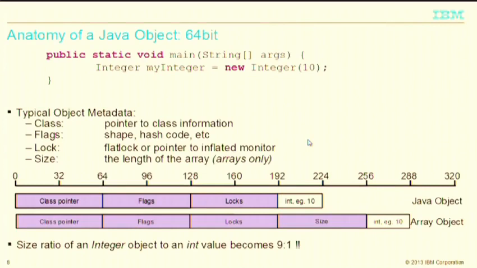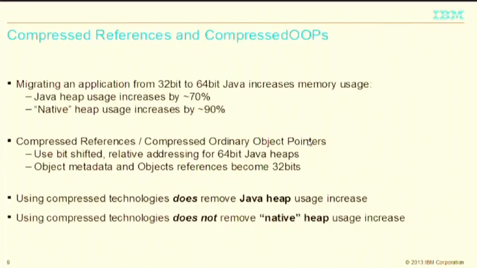So moving from 32 to 64-bit, you need to make your Java heap bigger, and you have to accept that it's going to cost you more memory. Now, there is a mitigation for this. Has anybody in the room heard of compressed OOPS or compressed references?